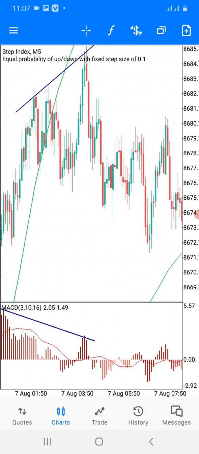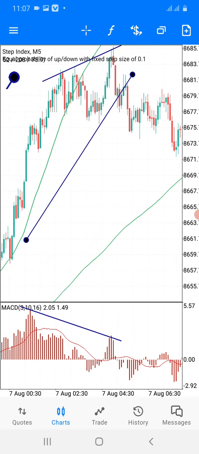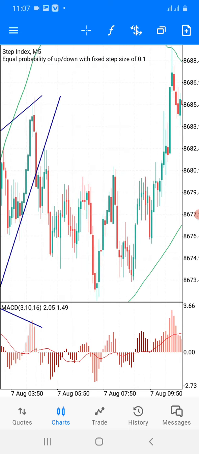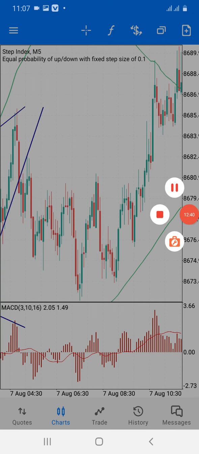Here is another example, and then from there we have the break of structure, and then you see the market begins to move down. So we have come to the end of this video.